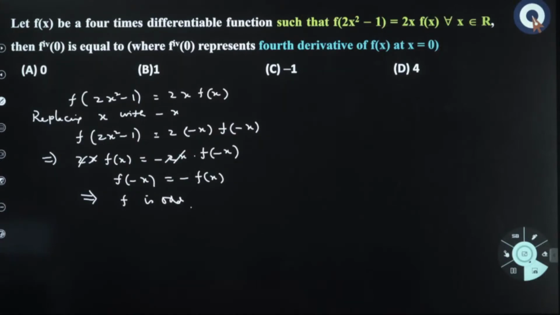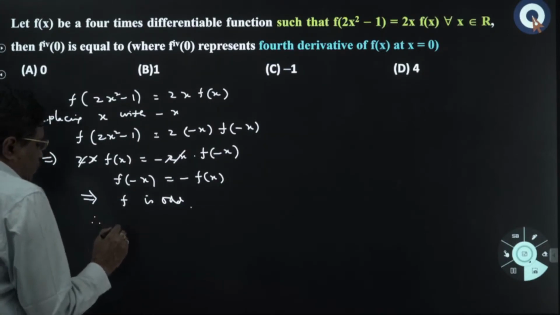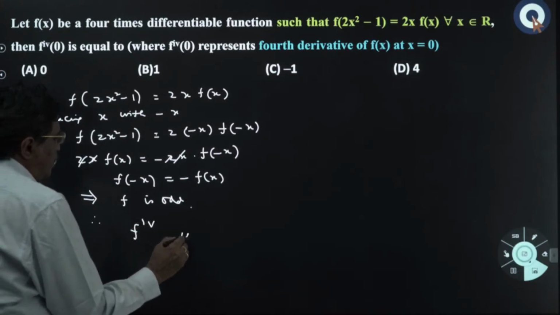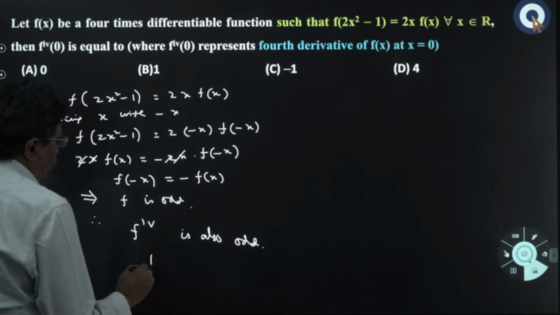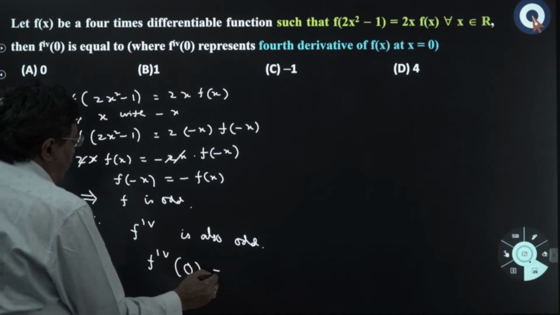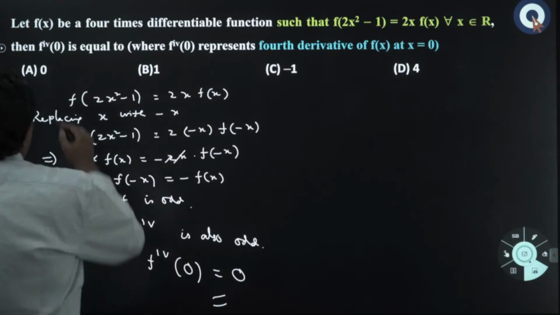If f is an odd function, its fourth derivative is also an odd function, isn't it? This is a very beautiful problem. Therefore, the fourth derivative of this is also odd. Odd function passes through 0, right? So fourth derivative at 0, it has to be equal to 0 because odd function is symmetric about origin. So therefore, the fourth derivative at 0 is 0. So the answer is 0. Extremely nice, very good problem.